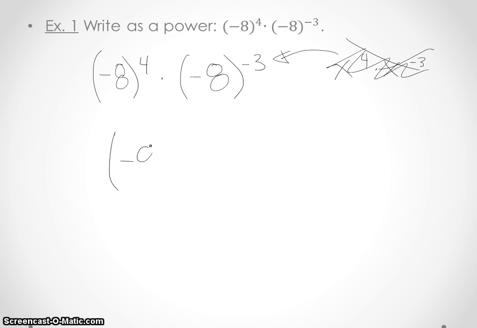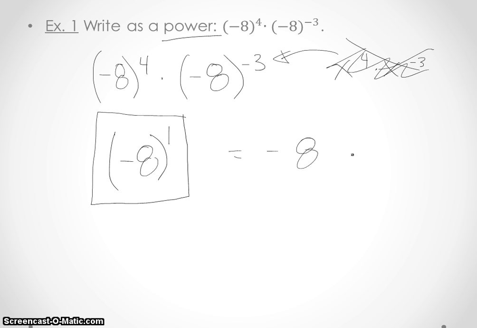So it becomes one base, so it's just negative 8. And then we have to do 4 plus a negative 3, which is really just 4 minus 3, so that would be 1. So it's negative 8 to the first power, and since they want it as a power, I guess we better leave that exponent of negative 8 to the first. But we do know that that is equivalent to just negative 8. So I guess either answer would be correct, but they want it as a power, so this one is preferred.